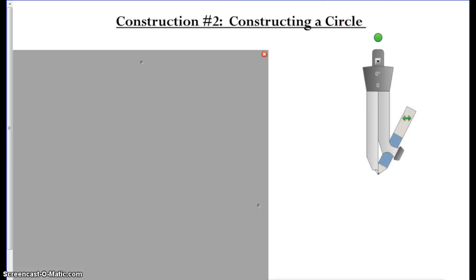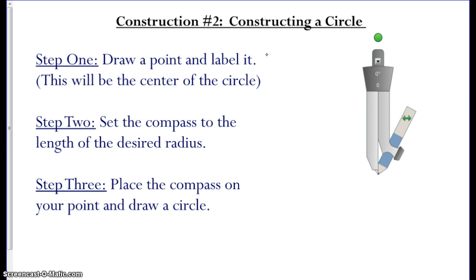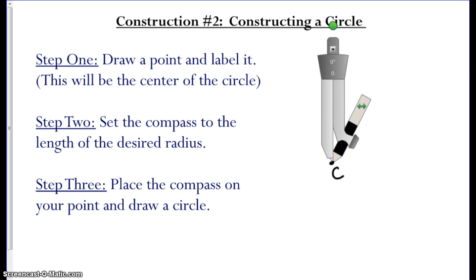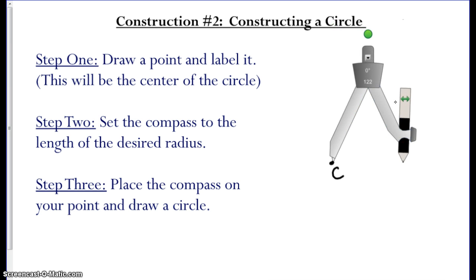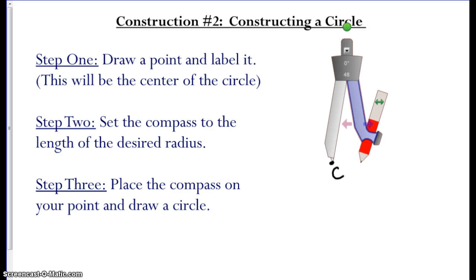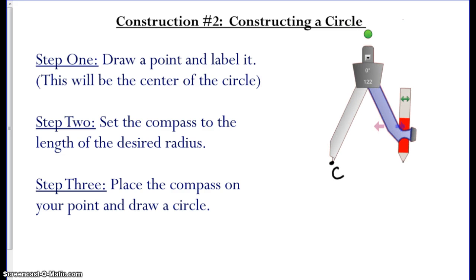First off, how do you construct a circle with a compass? It's actually not that bad. All we're going to do is pick any point on this page. Doesn't matter where you put it. Let's call this point C for center. Put your point on your center and open it to whatever you want: tiny, big, or kind of in the middle.